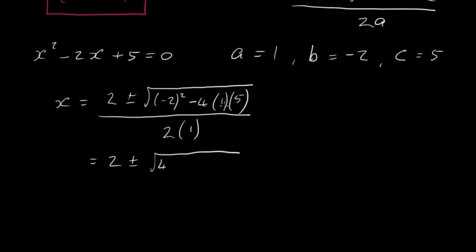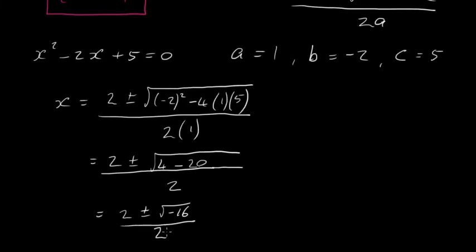Minus 4 times plus 1 is minus 4. Minus 4 times plus 5 is going to give us minus 20. And all of that is going to be over 2, since 2 times 1 is 2. So what we end up with is 2 plus or minus the square root of minus 16, all over 2.